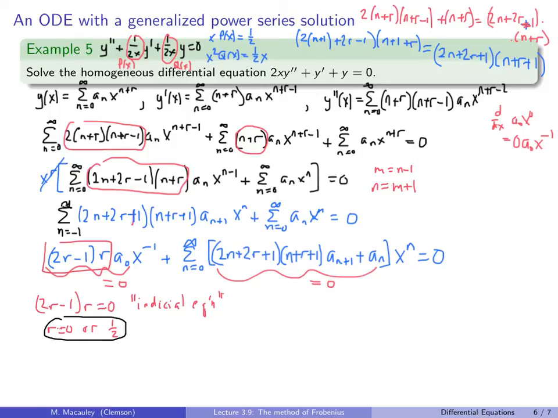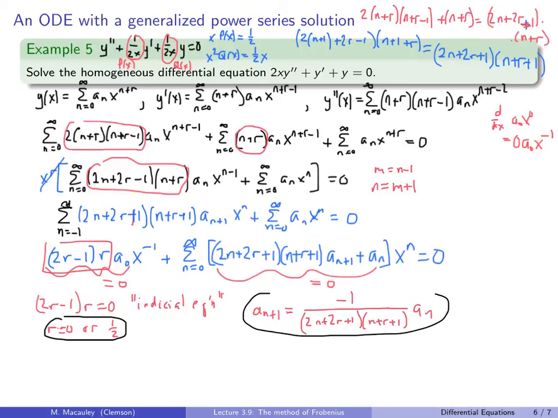Now this next one gives us our recurrence relation. So we set this equal to 0, and we can solve for a n plus 1 in our head, right? We get 2n plus 2r plus 1 times n plus r plus 1, and then on the top we get a negative 1 times an. So this is our recurrence relation.